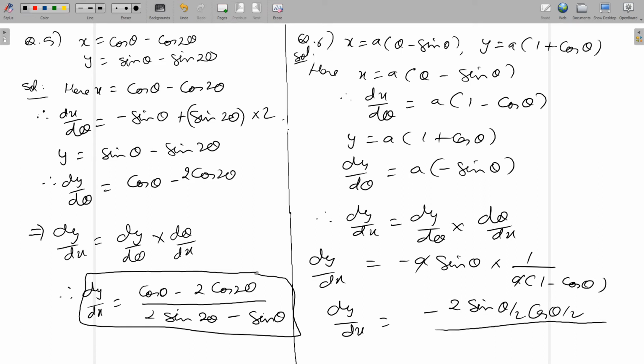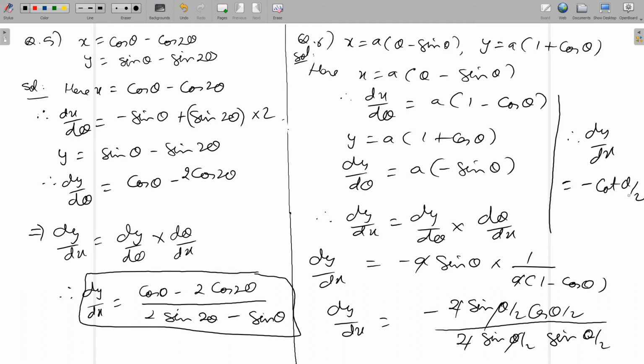Also we know that 1 minus cos theta is 2 sine square theta by 2, so 2 sine theta by 2 into sine theta by 2, and here 2 and 2 cancel out, sine theta by 2 and sine theta by 2 cancel out, so what will remain is minus cos theta by 2 by sine theta by 2. And we know that cos over sine is cot, so therefore dy by dx will be equal to minus cot theta by 2.